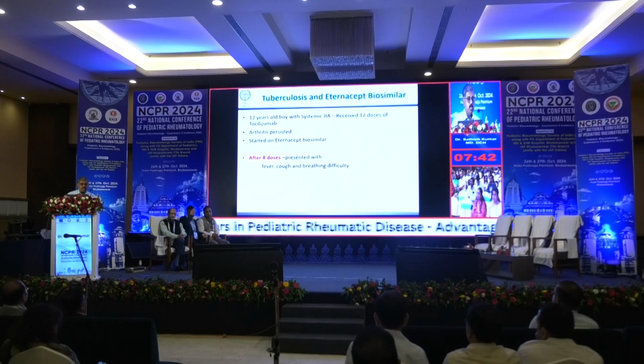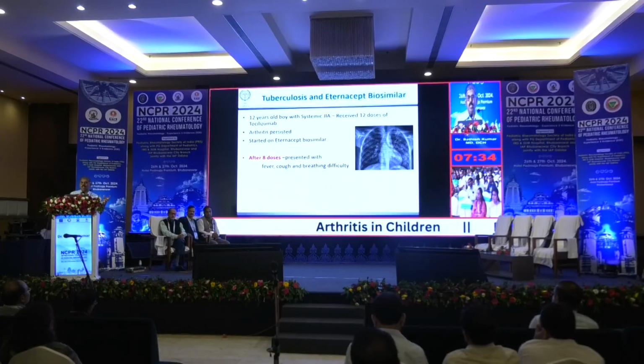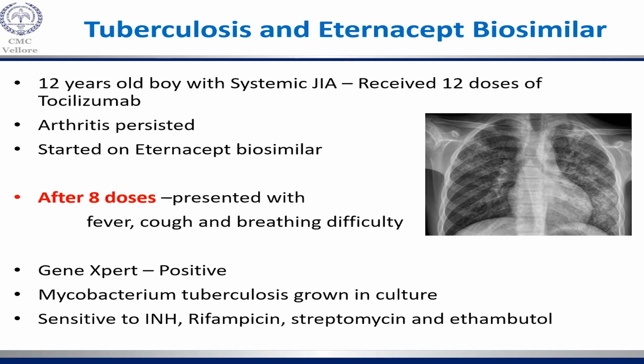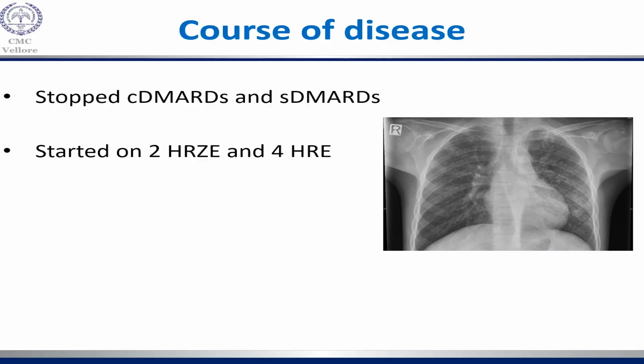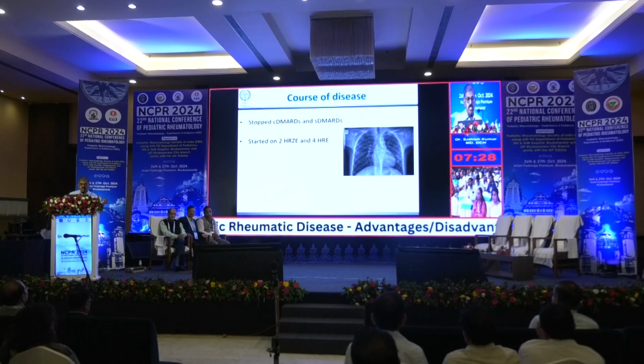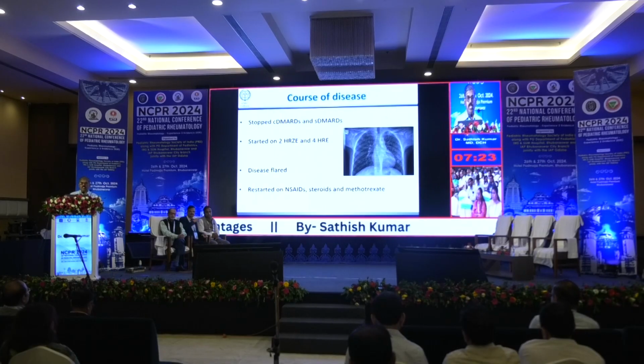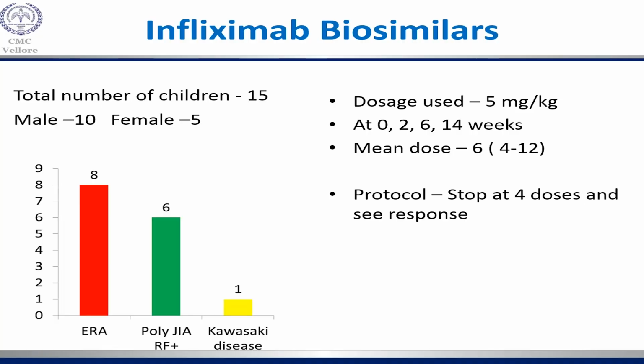This is a 12 year old child, systemic JIA, initially received tocilizumab, arthritis persisted, so we shifted to TNF alpha blockers. After 8 doses, this child developed pulmonary tuberculosis. We have to stop the thing. Then we stopped the systemic DMARDs, we gave ATT, and the disease flared again. Then we restarted methotrexate again.